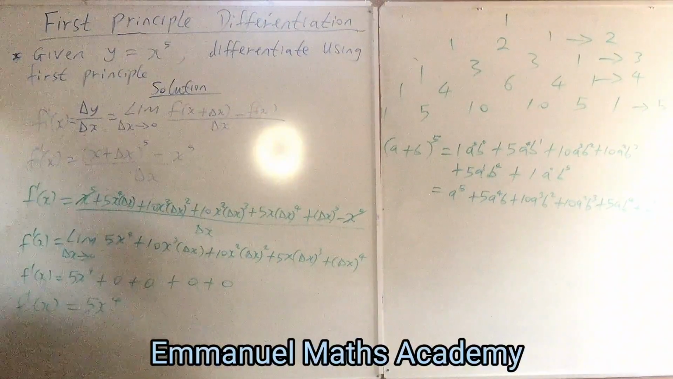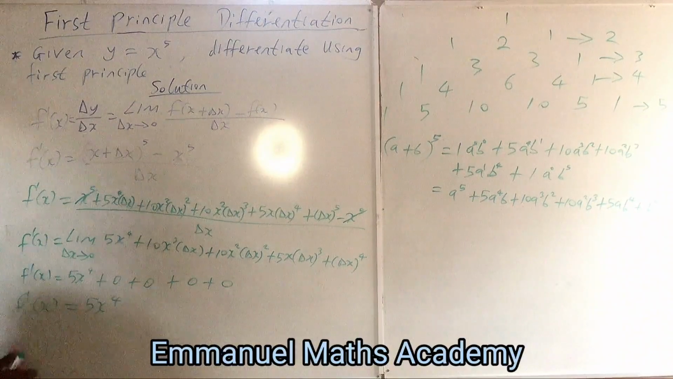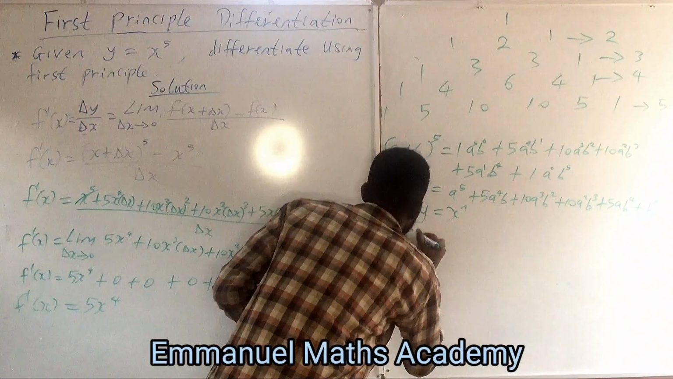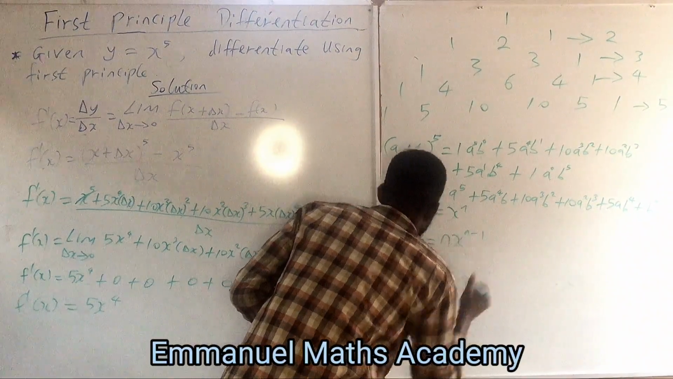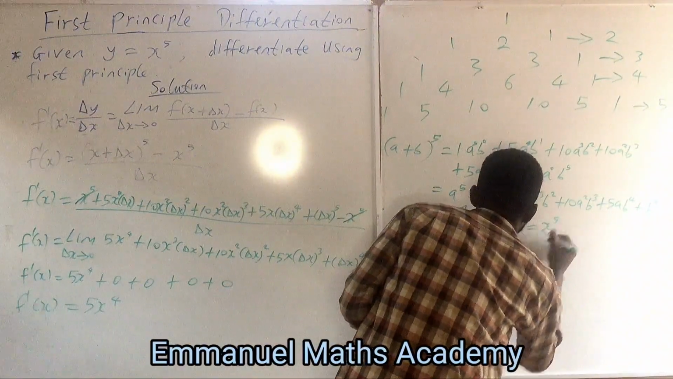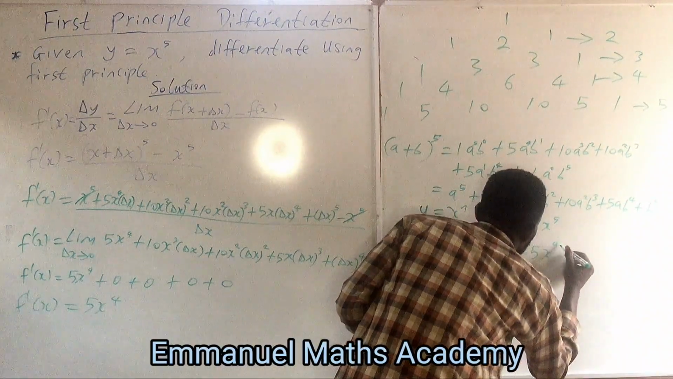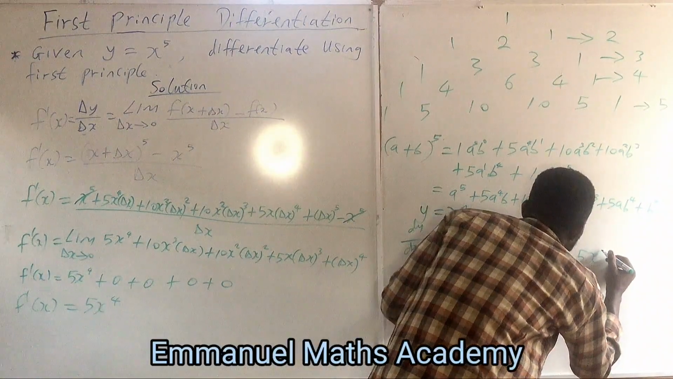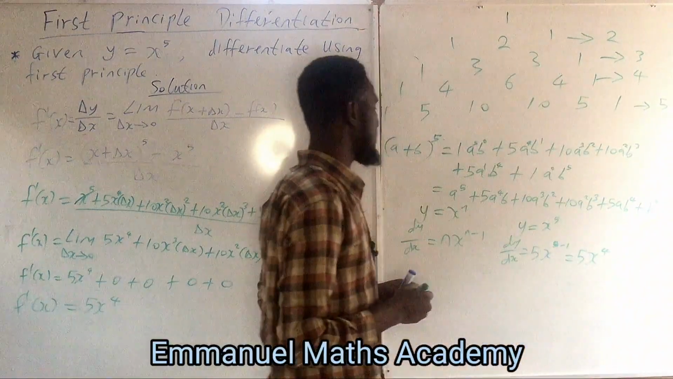Now we have that f prime of x is equal to 5x power 4. Now recall that if you use the general method of differentiation, you still get the same thing. Given that y equal to x power n, dy/dx is equal to n x power n minus 1. If you want to differentiate y is equal to x power 5, dy/dx is equal to 5x power 5 minus 1, which is 5x power 4.